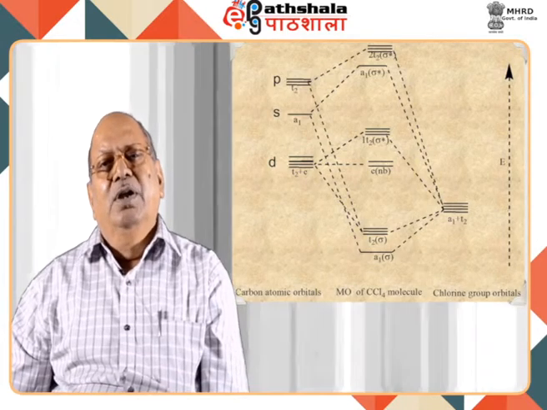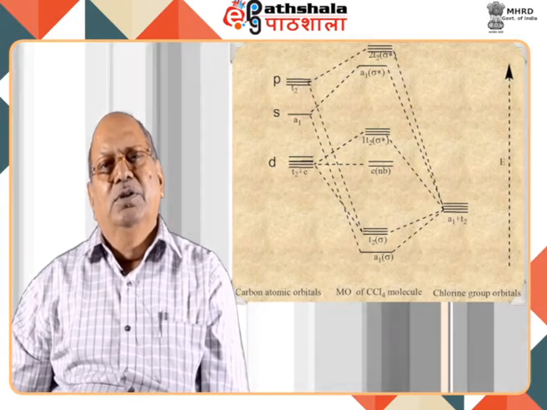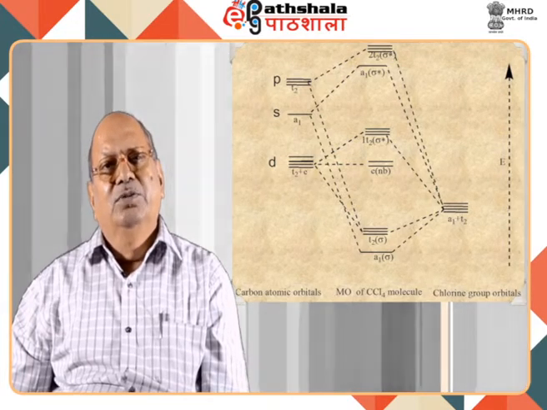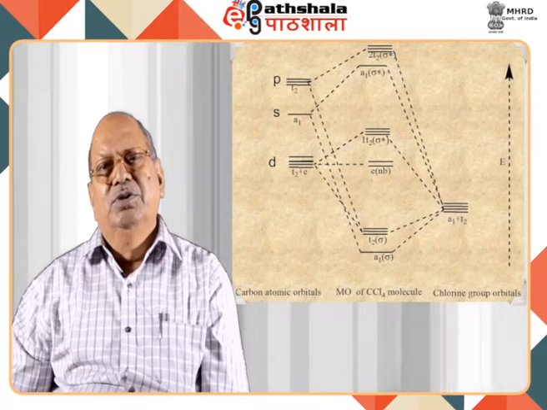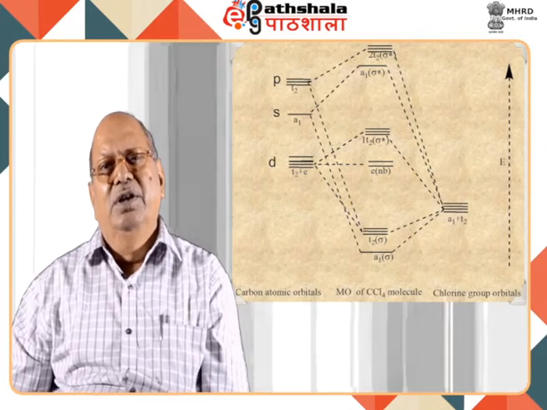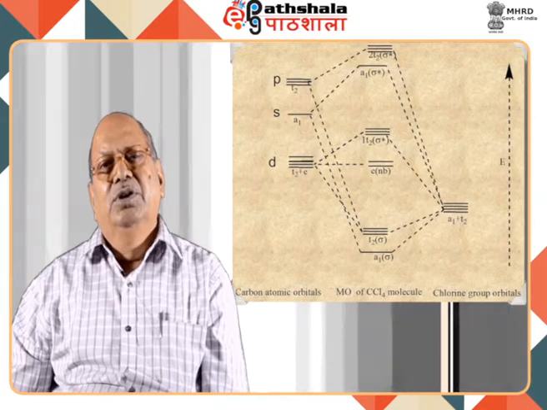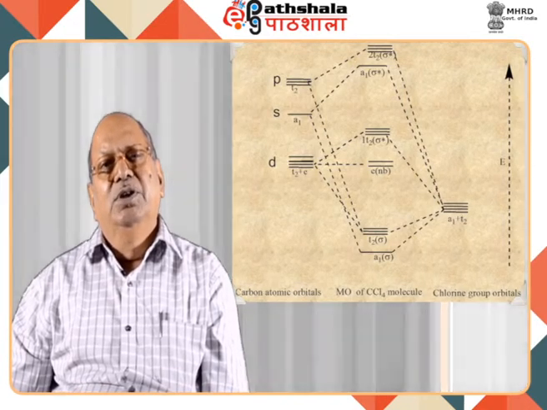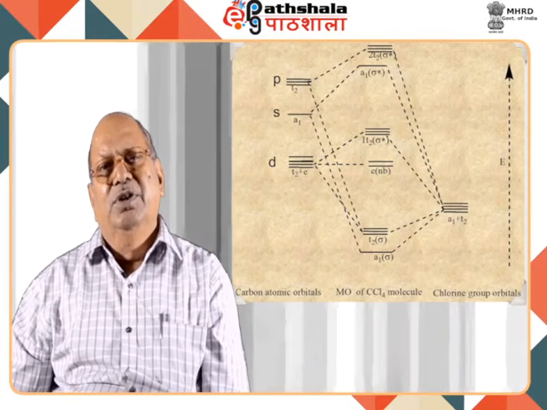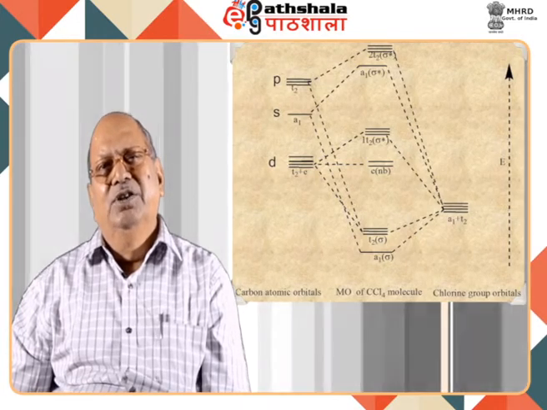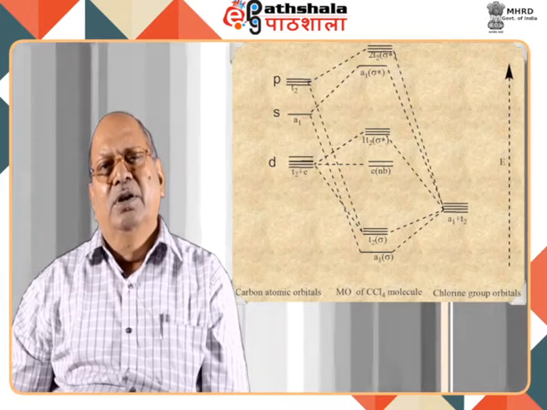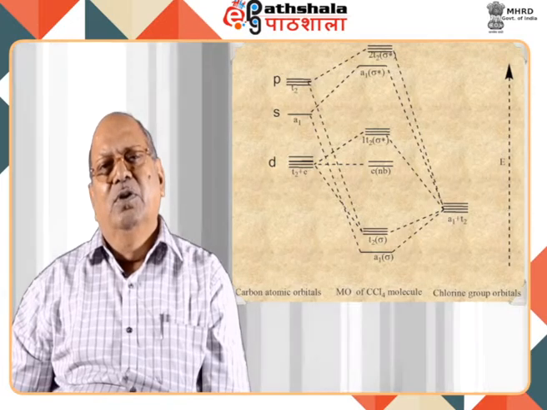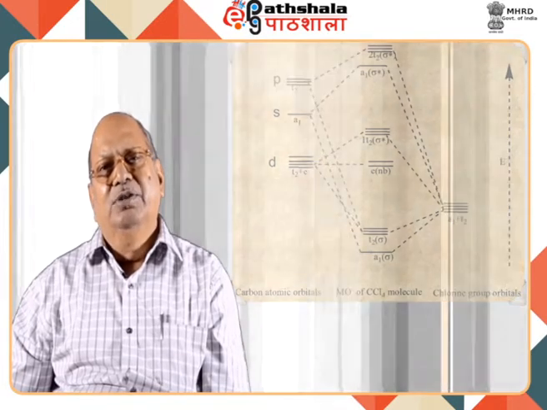Now again following the same rule, we take the symmetries of the valence orbitals on the left hand side and the symmetries of the LGOs on the right hand side, and match the LGOs and the valence orbitals of right symmetry and right energy. We get the MO diagram in this manner, and the electrons are filled up as per the rules we follow for atomic orbitals.